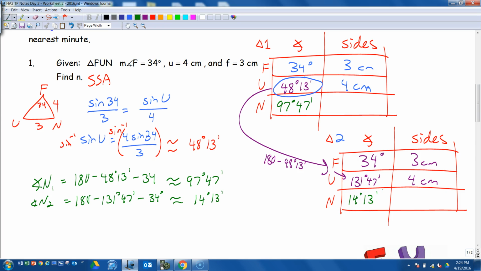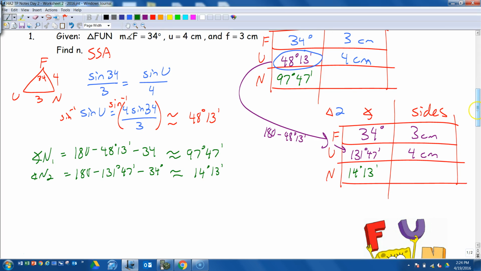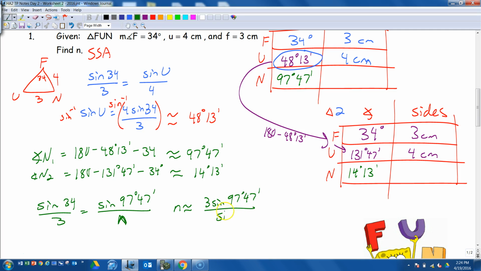Okay, now you can do law of sines twice to get that missing piece. So for triangle 1, sine of 34 over 3 equals sine of 97 degrees 47 minutes over x, or we can call it n, I guess, little n. So we get n is approximately, well, it's going to be 3 sine 97 degrees 47 minutes over sine of 34. That's what you're going to type in your calculator, and you get 5.315.